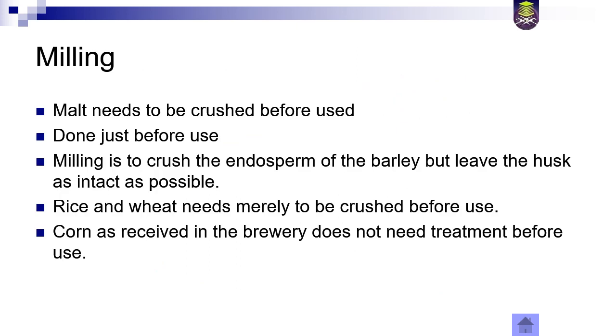Okay, in the milling process, malt needs to be crushed before use. This is done just before the malt is to be used. The milling is to crush the endosperm of the barley but leave the husk as intact as possible. Rice and wheat need merely to be crushed before use, but corn that we receive in the berry does not need treatment before use.